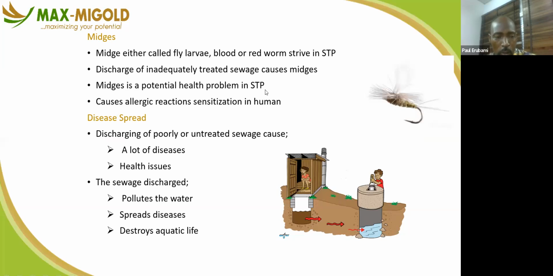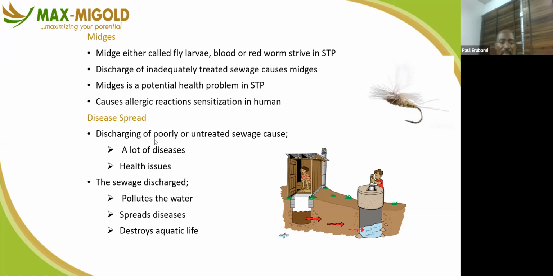Then, what are those bacteria and flies that are associated with your sewage treatment plant? When you have a sewage treatment plant, there's no way you won't have midges. And when a midge bites, it causes a lot of health issues, like cholera, vomiting and all those things. So these are what you have to deal with. Midges, also called fly larva, blood worm or red worm, thrive in treatment plants. You cannot avoid them at a sewage treatment plant. They cause allergic reactions and sensitization in humans.